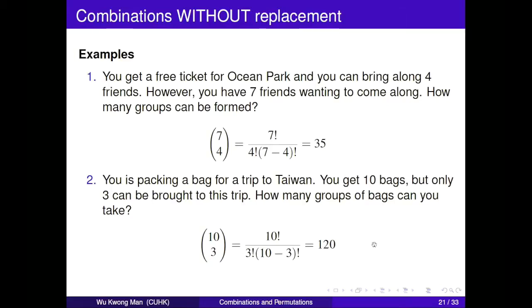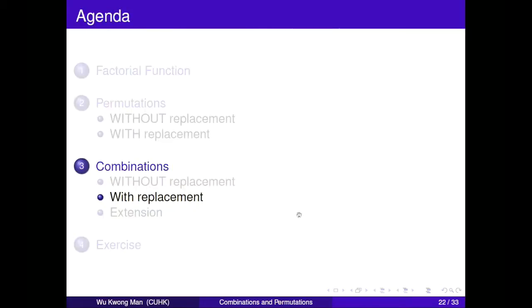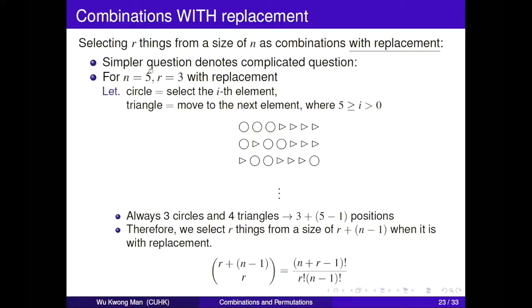For combinations with replacement, it is much more complicated. However, when we change the question to a simpler one, it is much easier to solve. We let a circle be the action of selecting the current element, and a triangle be the action of moving to the next element. For the case of n equal to 5, r equal to 3, we always observe that every combination contains 3 circles and 4 triangles, which is in the form of r plus n minus 1, resulting in a population size of n plus r minus 1.